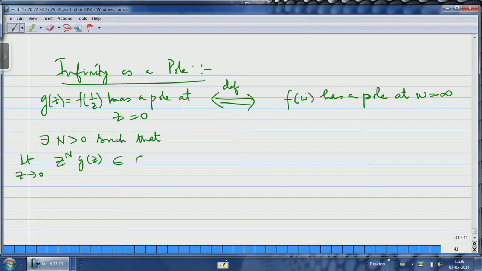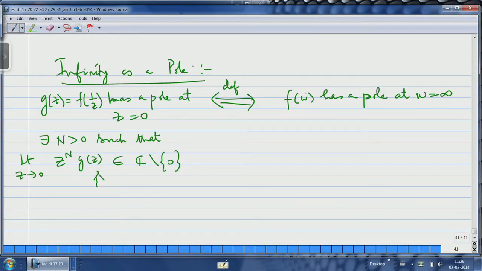So this should belong to the punctured complex plane, okay. So this is one definition of a pole of order n. This is one definition of g having a pole of order n at z equal to 0, okay. Had it been a pole of order n at z equal to z naught, you will have to modify it to limit z tends to z naught, z minus z naught to the power of n times g of z is a non-zero complex number, okay. So this is one definition, okay.